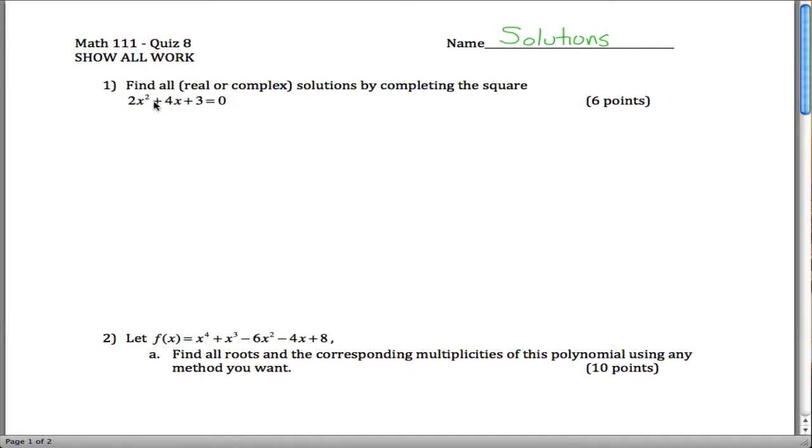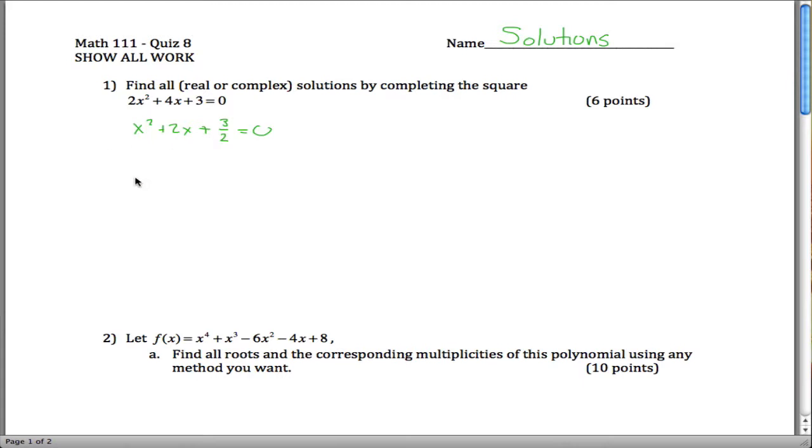This first problem, we're given a quadratic equation and asked to find all real or complex solutions to it, specifically by completing the square. When you complete the square, you don't want a leading coefficient of 2, so maybe I'll start by dividing both sides of the equation by 2, so that my leading coefficient becomes 1.